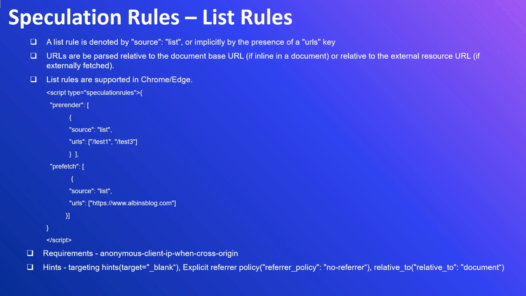Next one is referrer policy. This allows you to control the referrer policy while prefetching the cross-origin request. The next one is relative to. This specifies the URLs are relative to the base document.